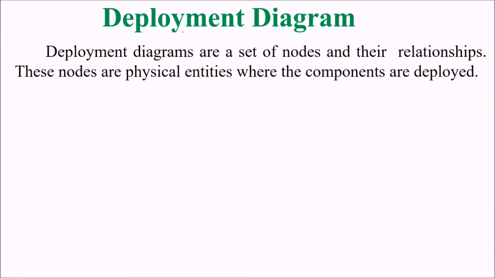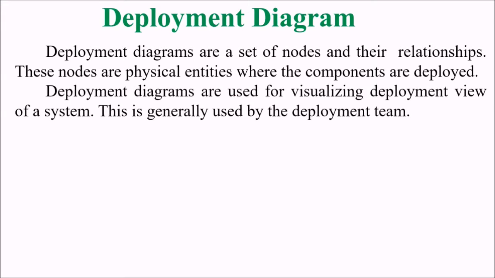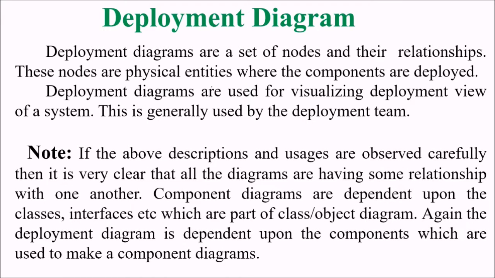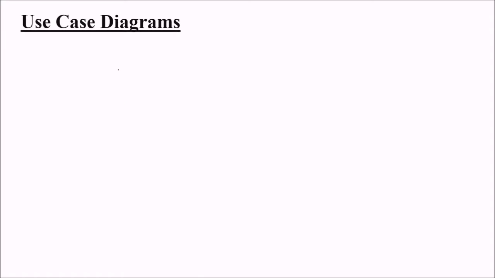Deployment diagrams are a set of nodes and their relationships. These nodes are physical entities where components are going to be deployed. Deployment diagrams are used for visualizing the deployment view of a system, and this is generally used by the deployment team. You need to understand that certain diagrams are used only in the later stages of the system.